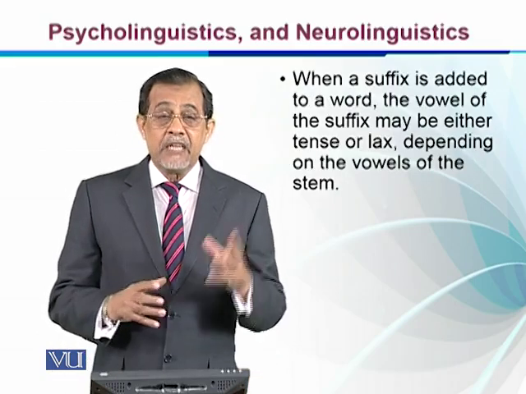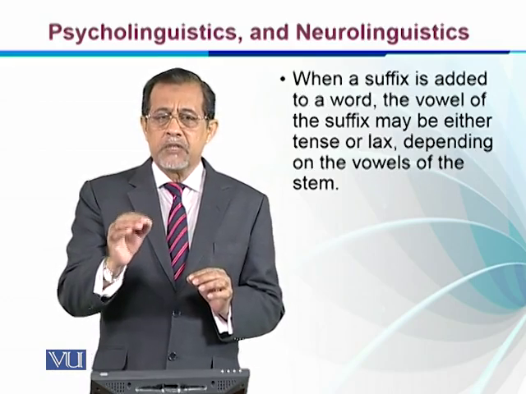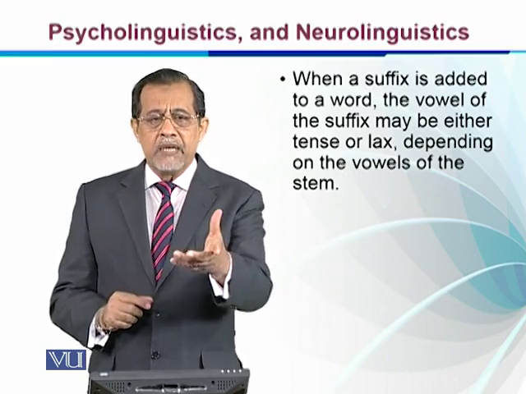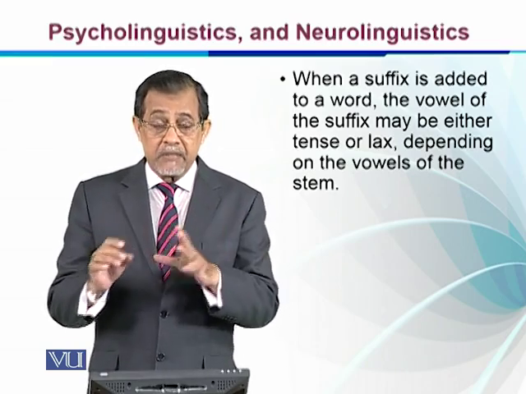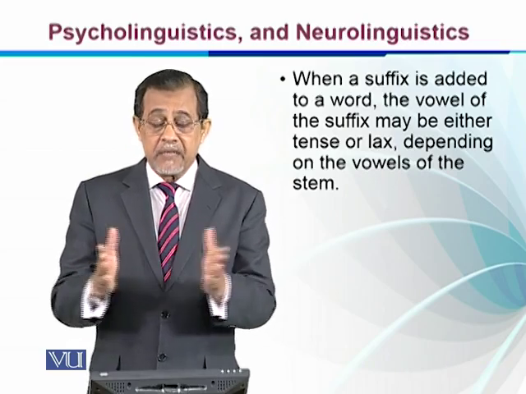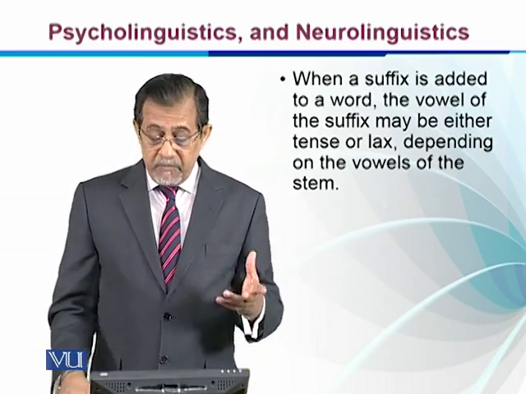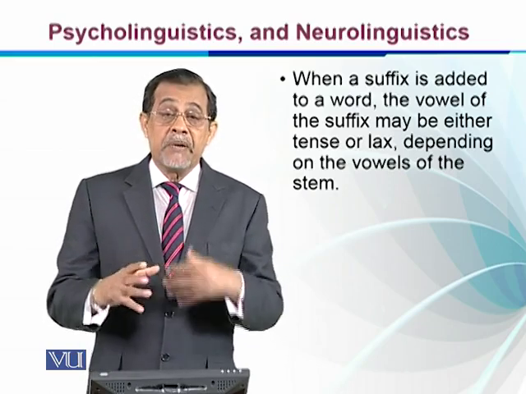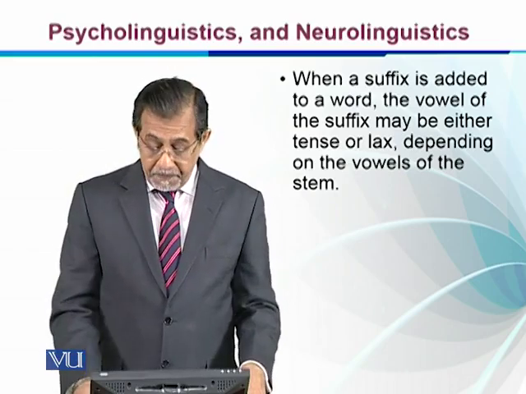When a suffix is added to a word, here is the question: when we add a suffix to a word which may have a lax vowel or a tense vowel, the vowel of the suffix may be either tense or lax. Like the word root, the vowel of the suffix can be either tense or lax, depending on the vowels of the stem. So it will depend on the type of the vowel of the stem.